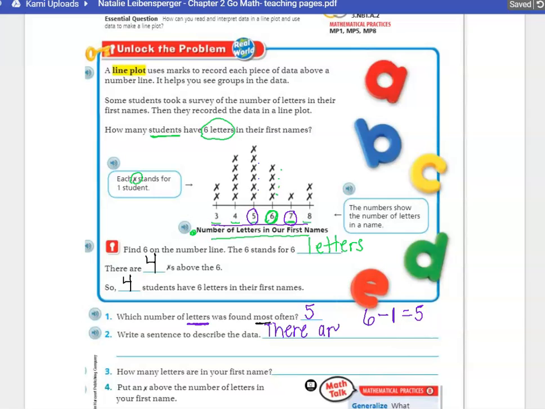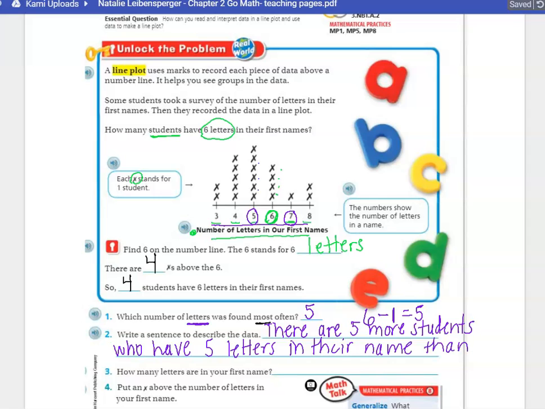And you can write this in your book also. So there are 5 more students who have 5 letters in their name than 7 letters in their name. You can pause the video to finish writing that if you need more time.